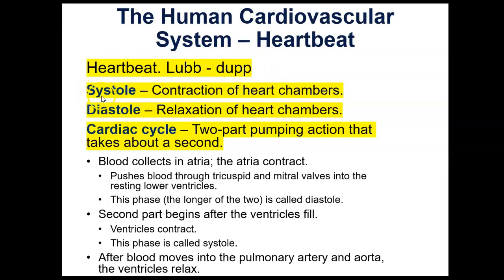Now, the stages of the heart cycle, basically it's contraction, relaxation over and over again. Systole is contraction of the heart chambers, and diastole is relaxation of the heart chambers. So when the heart is in systole, it's pumping blood, and when it's in diastole, it's receiving and filling up with blood. So the cardiac cycle takes about a second, and it's just basically these cycles of contracting and relaxing.